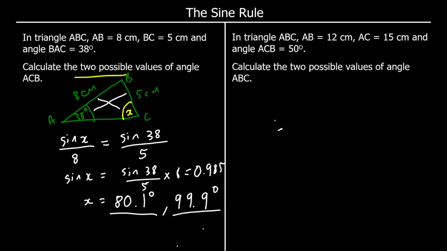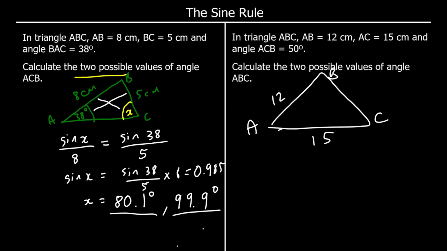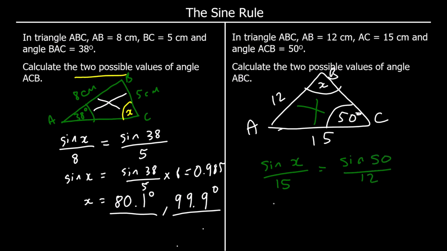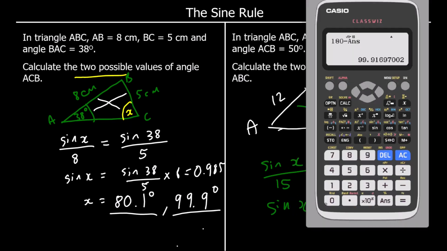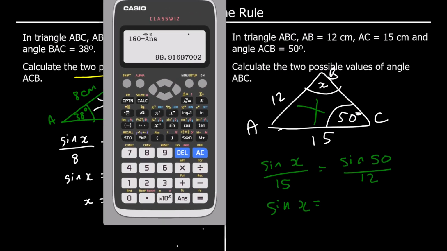So we have triangle ABC. A to B is 12. A to C is 15. And angle ACB is 50 degrees. Calculate the two possible values of ABC. So we've got opposites. Sine x over 15 equals sine 50 over 12. So let's get sine x by multiplying both sides by 15. So sine 50 over 12 times 15 is 0.957 and so on.